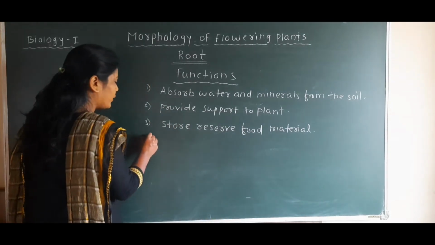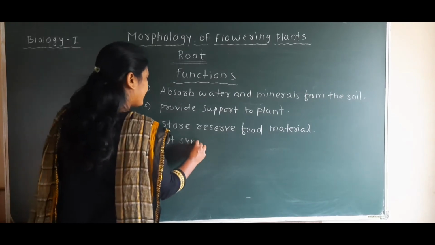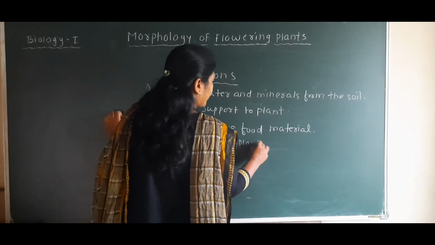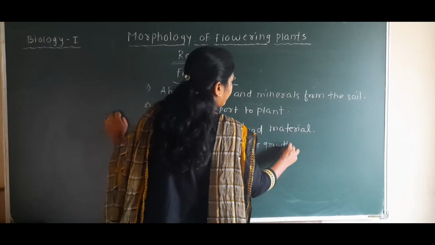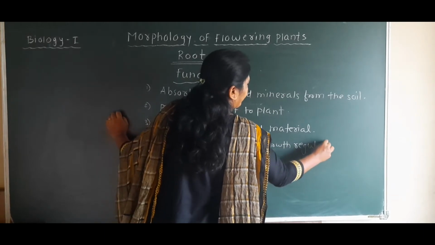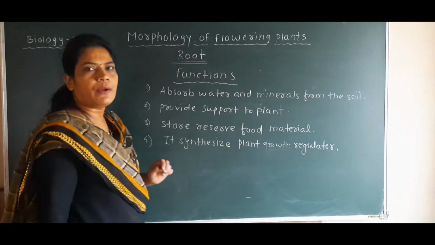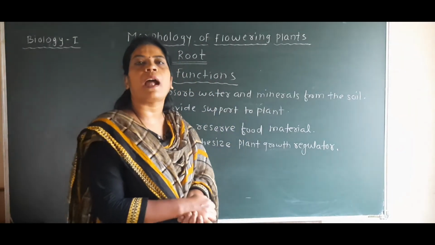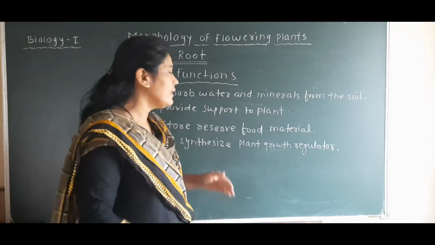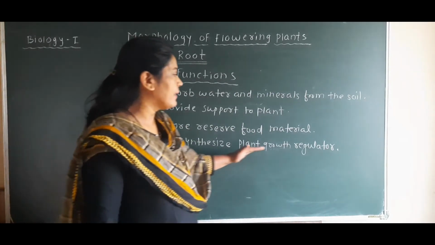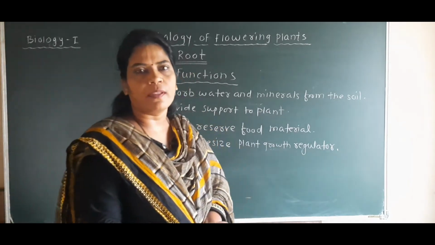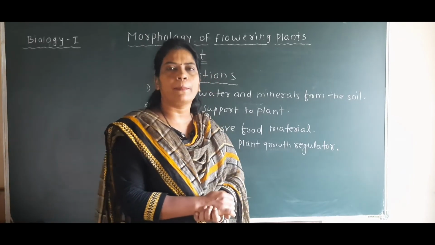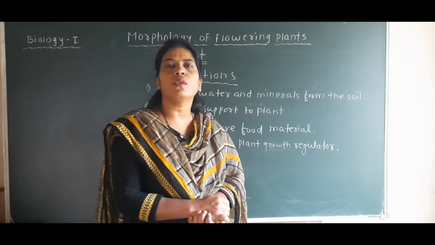And the last function of the root is that it synthesizes plant growth regulator. What is meant by plant growth regulator? Plant growth regulator means the plant hormones. So here this root synthesizes plant growth regulators or the plant hormones, and hormones are the chemical substances produced inside the body of the plant which are required for its growth and development.